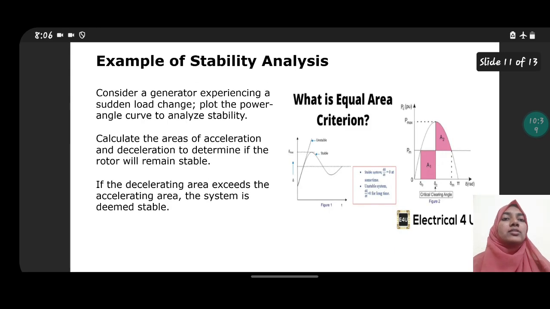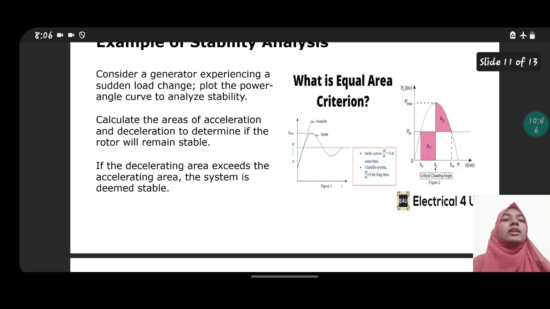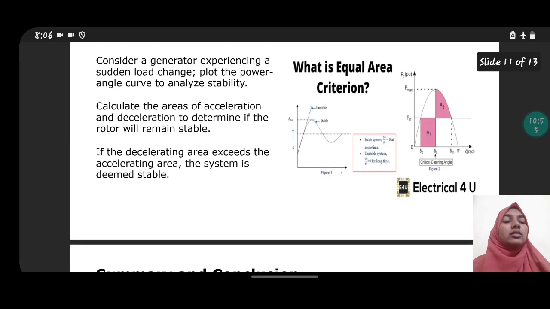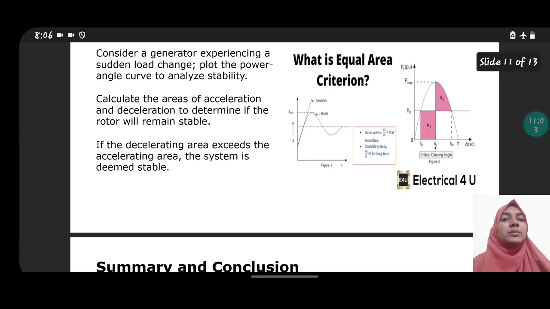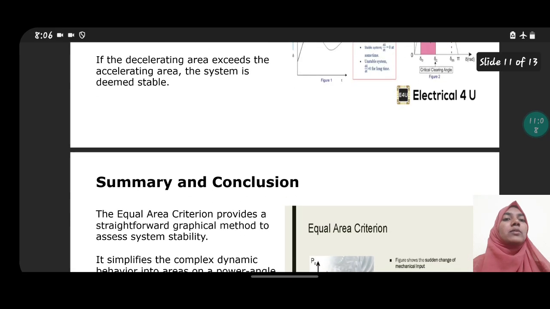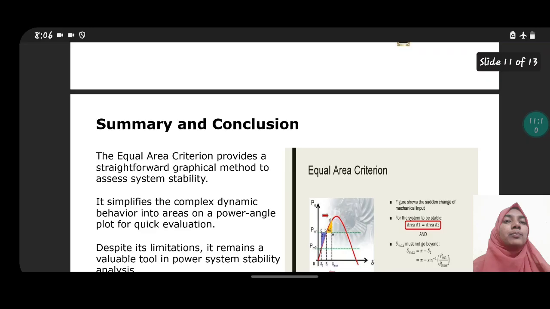Calculate the areas of acceleration and deacceleration. Determine if the rotor will remain stable or not. If the deaccelerating area exceeds the accelerating area, the system is deemed stable. If the deaccelerating area means the motor runs at slow or rated speed, the system is in a stable position. So we can conclude that our motor is in stable condition.